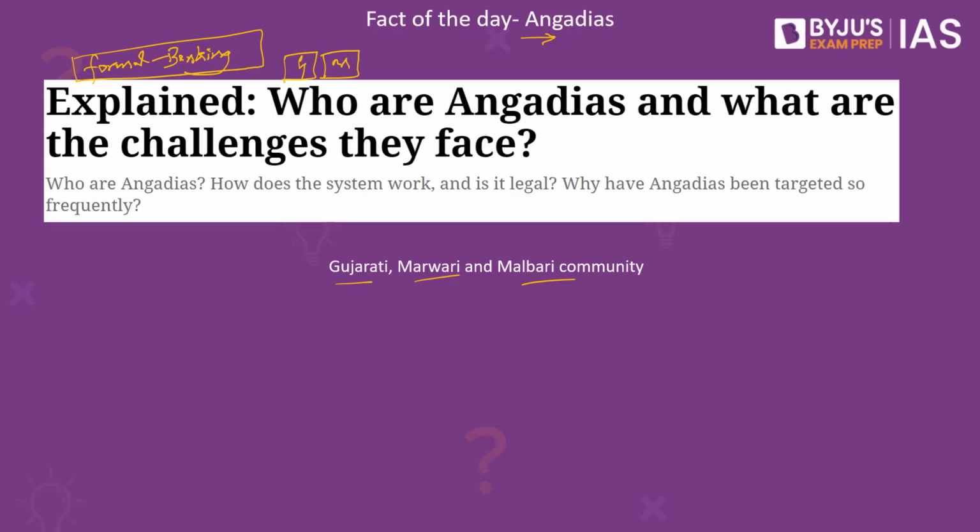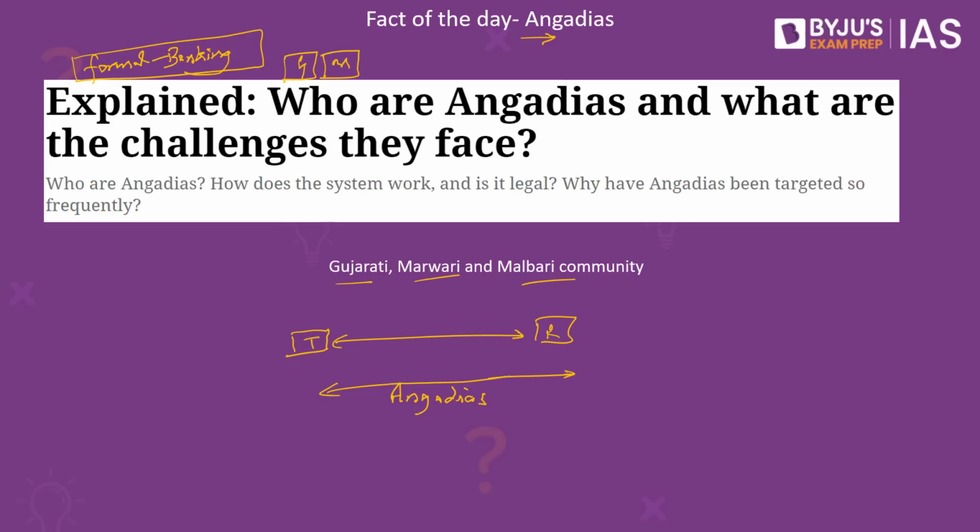How does this entire process work? There are three people involved in it. One is a trader who is a person who wants to send a certain amount of money. Then you also have a receiver, a person who receives this particular money. The person who takes this money from the trader to the receiver happens to be the Angadia. So the Angadia is a person or a group of people who take money or diamonds or cash or in fact other goods from one place to another.